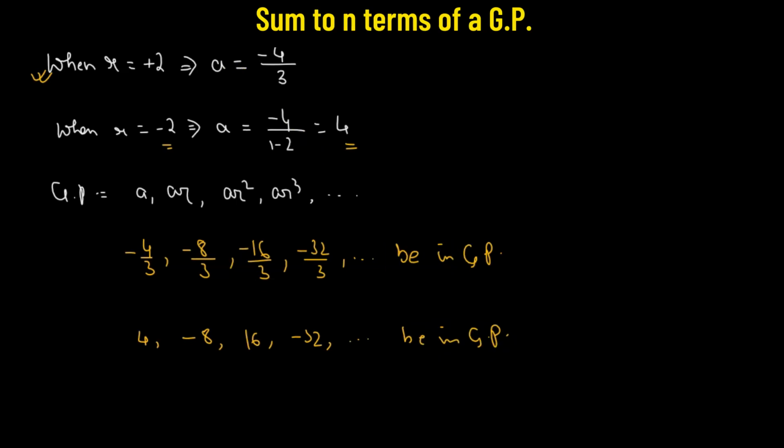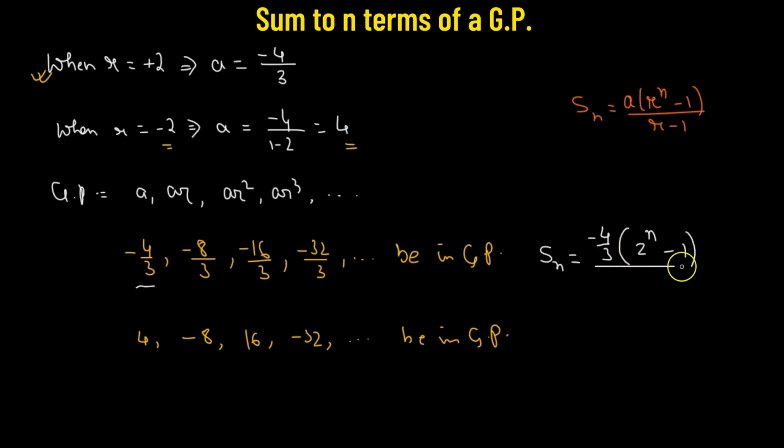So we will use the formula that the sum up to n terms of a given geometric progression is given by A times (R raised to the power of n minus 1) divided by (R minus 1). Then this sum, which has a first term of -4/3 and a common ratio of +2, will be equal to -4/3 times (2 raised to the power of n minus 1) divided by (2 minus 1), since I've taken the positive common ratio. So that's simply 1.